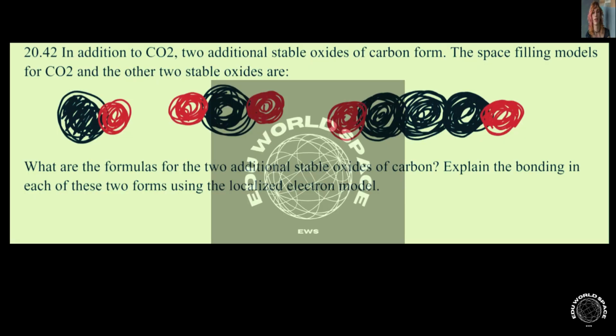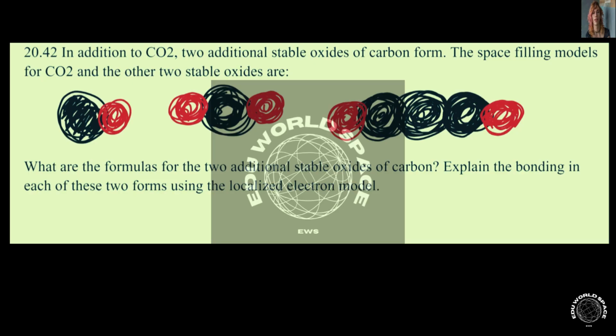So in this video, we're going to talk about question 42 from chapter 20, which says, in addition to CO2, two additional stable oxides of carbon form. The space-filling models for CO2 and the other two stable oxides are shown below. What are the formulas for the two additional stable oxides of carbon? Explain the bonding in each of these two forms using the localized electron model.